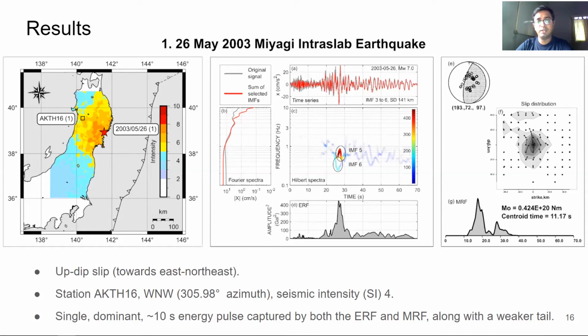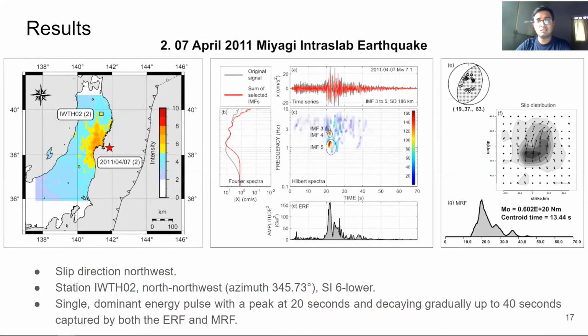For the 2003 Miyagi intraslab earthquake, both the ERF and MRF show a single dominant energy pulse, released over a little more than 10 seconds. The MRF also shows a second, weaker pulse. The ERF captures this weaker pulse, although with lower amplitude, along with a sustained weaker tail.